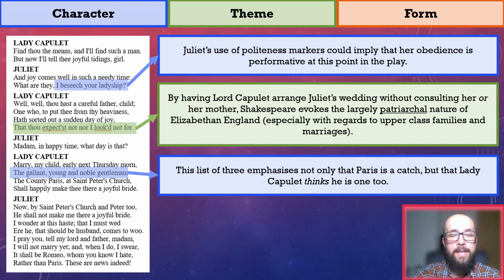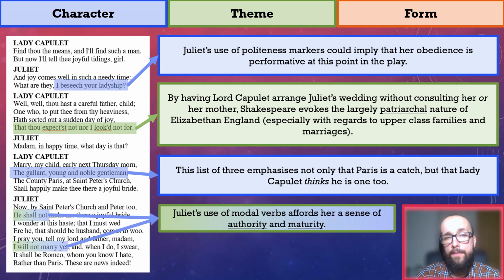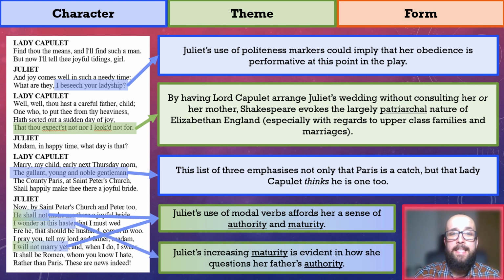But then comes Juliet's rejection of this arrangement. She uses strong modal verbs, shall and will, in conjunction with not, which afford her a sense of authority and maturity because she is making her own choices in life. Moreover, Juliet's increasing maturity is evident in how she questions her father's authority when she brings the haste of the arrangement into doubt. Rather than obediently accepting her father's decision, she makes it seem foolish or ill thought out.